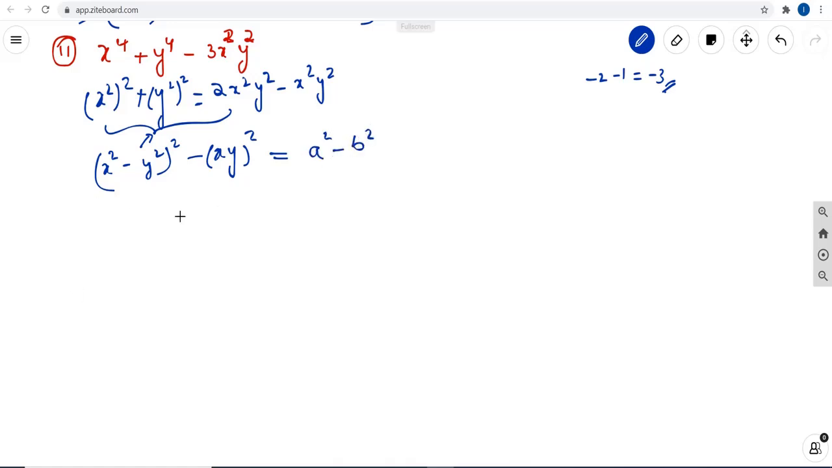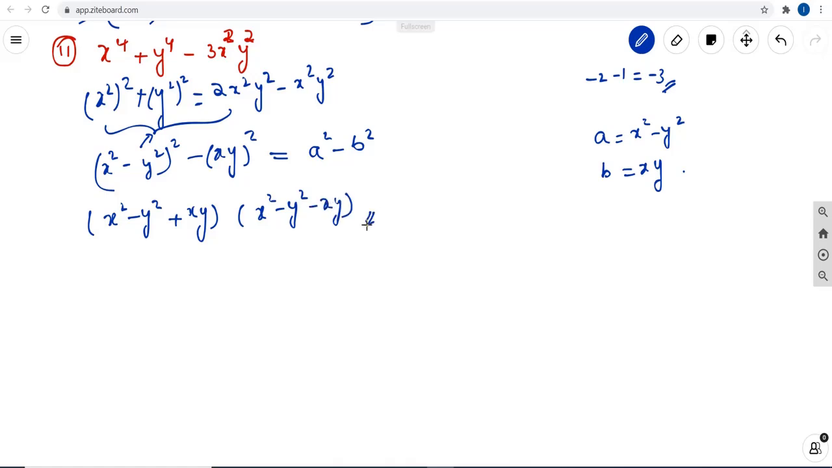So I will use the identity. What is a here? A is x square minus y square. And what about b? B is xy. So the answer is x square minus y square plus xy, into x square minus y square minus xy. So these are the two factors of problem number 11.